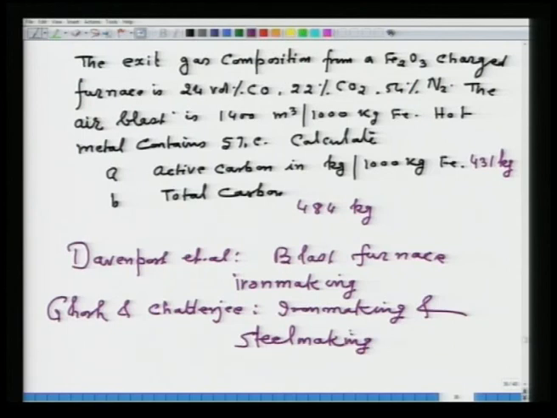So, with this I finish the lectures on reduction smelting as a unit process. In the next lecture we will see the next unit process, that is converting.